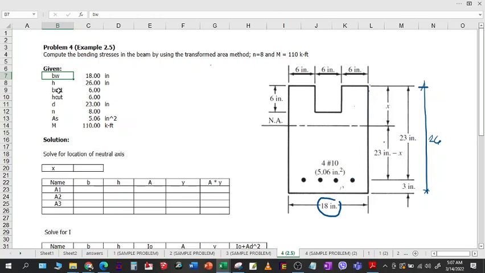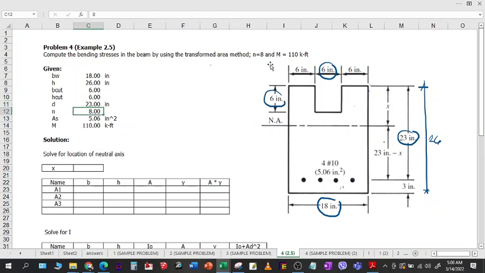Then the B cut, or the width of the cut section, because we have here a cut section above, this is 6 inches, and the height of the cut section is also 6 inches. We have here D, the distance from the outermost compression fiber to the centroid of the steel. This is your effective depth, that is 23 inches.